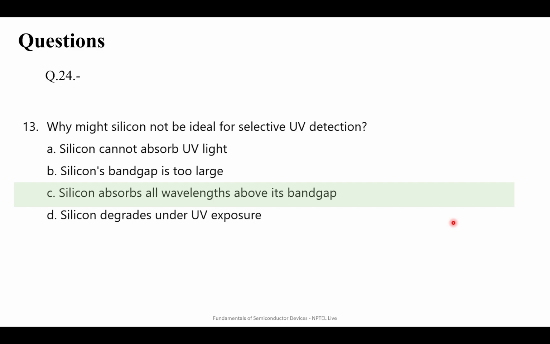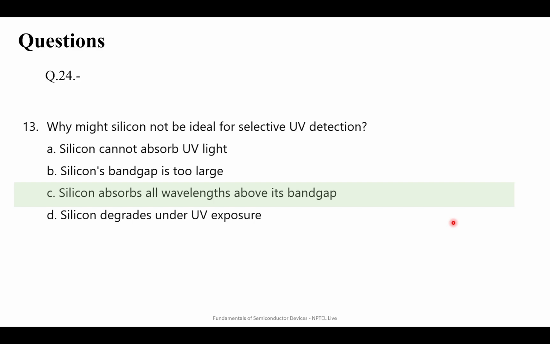Sir, as per your concept, if I absorb the entire range, how can I isolate that this is UV region, this is IR region, and this is visible light region? Yeah, you can say that way also. Okay, sir.